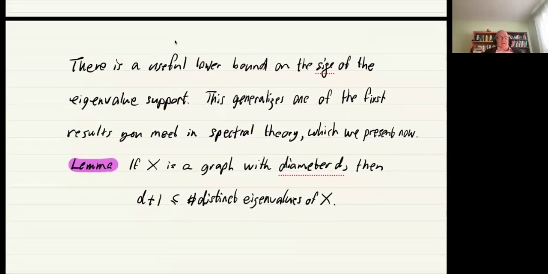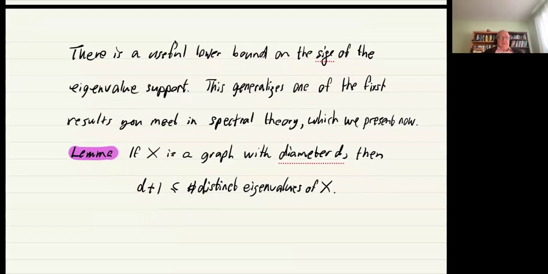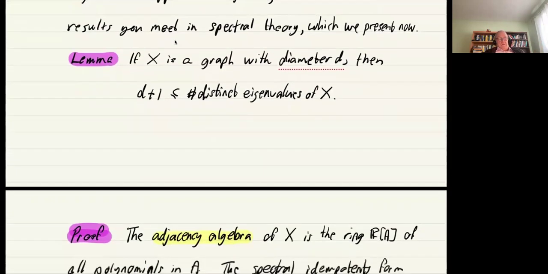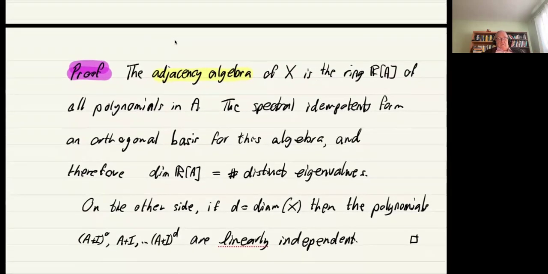And this bound generalizes, in a sense, one of the first results you meet in spectral graph theory. And I decided to go through it. And the lemma is: if you have a graph with diameter d, then d plus 1 is less than or equal to the number of distinct eigenvalues of X. Okay, so I'm going to give a proof of this. Someone was saying I liked algebra before.